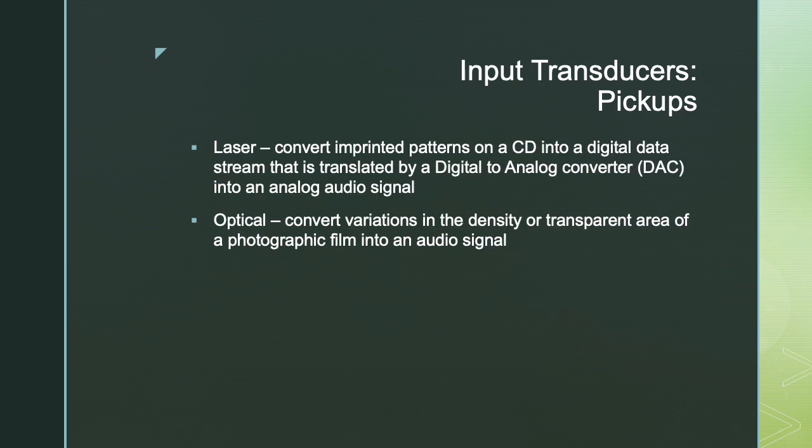A laser pickup converts imprinted patterns on a CD into a digital data stream that is translated by a digital to analog converter, or DAC, into an analog audio signal. Optical pickups convert variations in the density or transparent area of a photographic film into an audio signal.